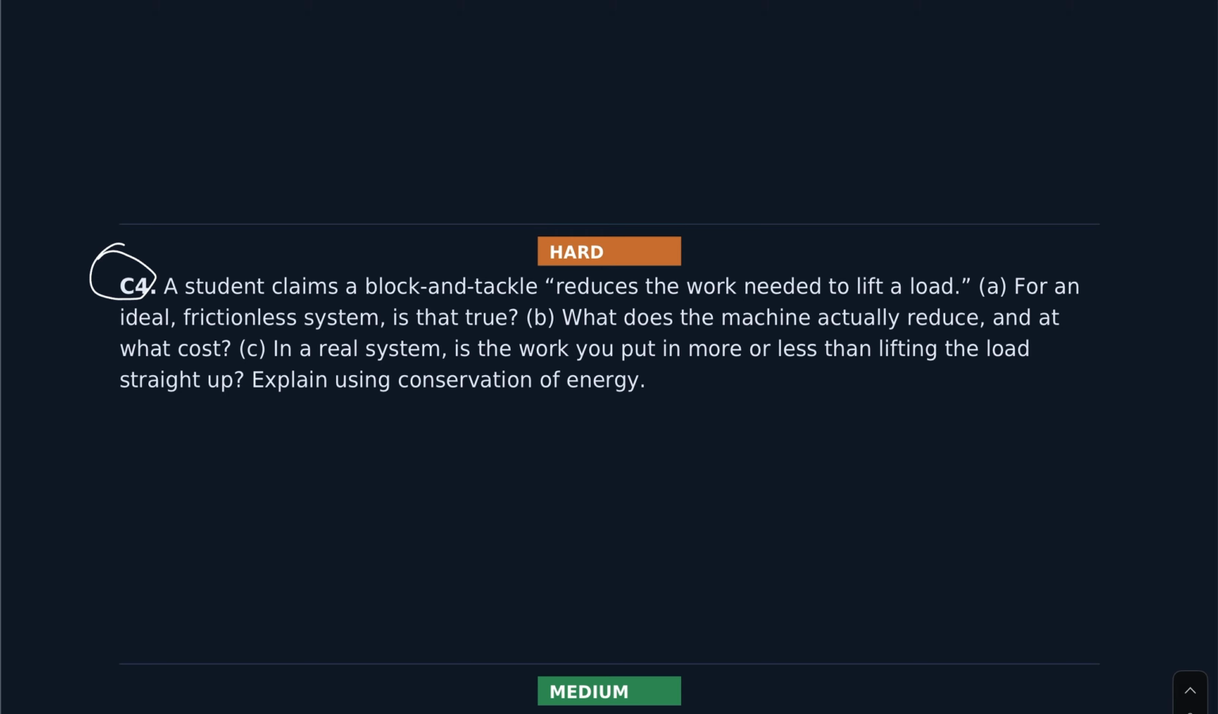So, now, let's start. We're going to start with C4, which states that a student claims a block and tackle reduces the work needed to lift a load. Okay, so first let's go over what a block and tackle really is. It's not that complicated. Just the name sounds complicated, but it itself is pretty simple in its nature. It's just mainly pulleys. Think of it like pulleys.